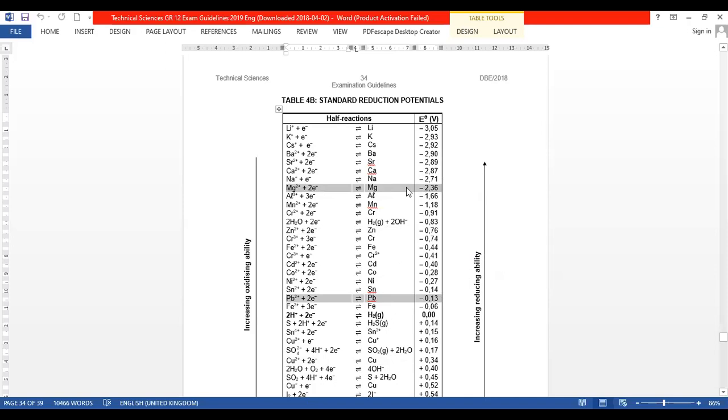So by just checking there, can you see that the magnesium is on top? So we agreed that according to table 4B, if magnesium is on top, then it undergoes oxidation. The lead is at the bottom, so it will undergo reduction. So let us just check the values there. For magnesium, it's negative 2.36, and for lead, it's negative 0.13. Then we go back.